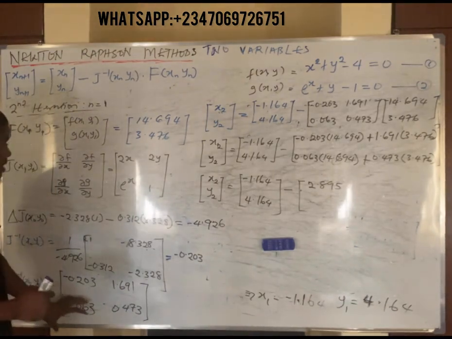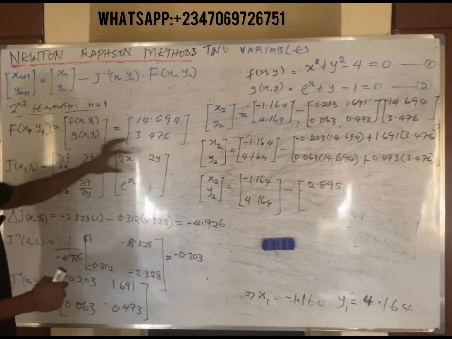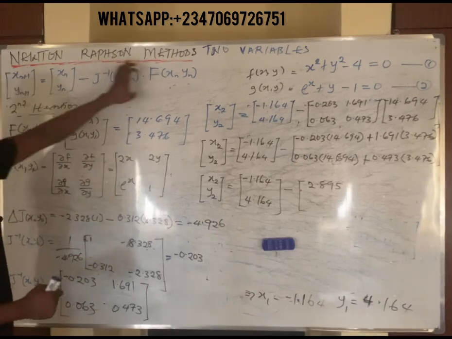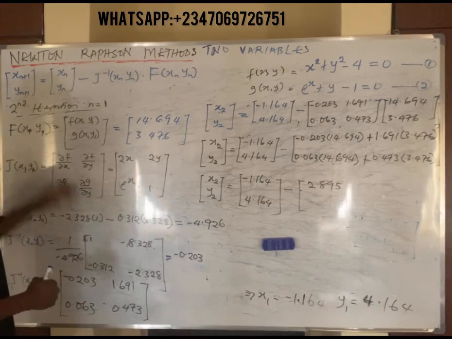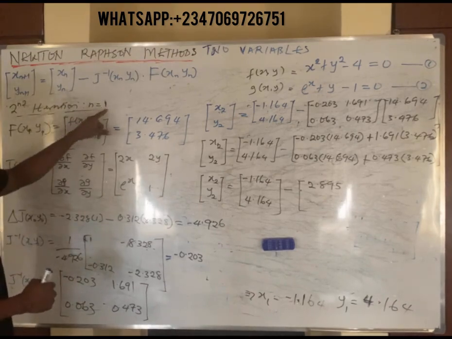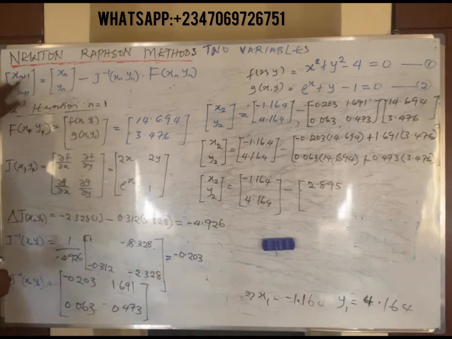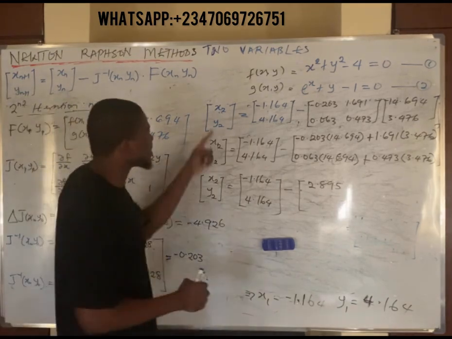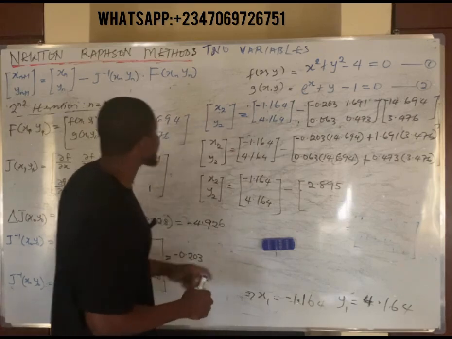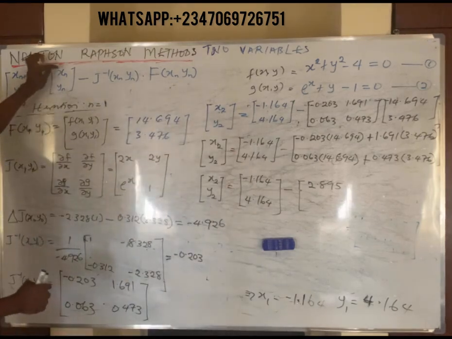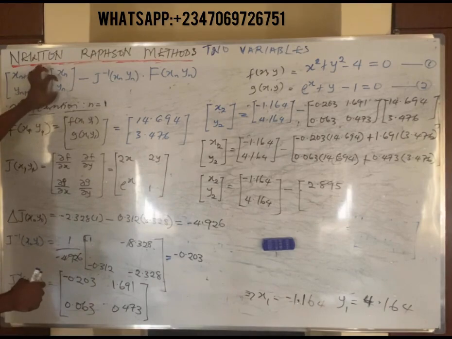So if you have the Jacobian inverse now, you have the matrix of the function, you simply plug into the formula to find the next iteration. Remember, the second iteration is when n is equal to 1. So that means x_{n+1} becomes x_{1+1}, that is x2. Same thing as y becomes y2. So you have it here, x2 y2 equals, remember, xn here becomes x1, yn here becomes y1.